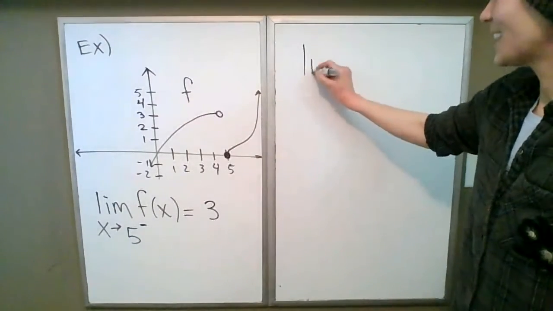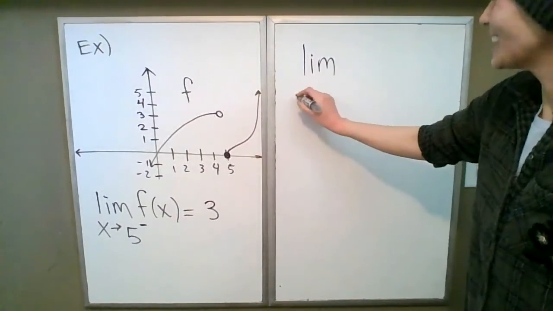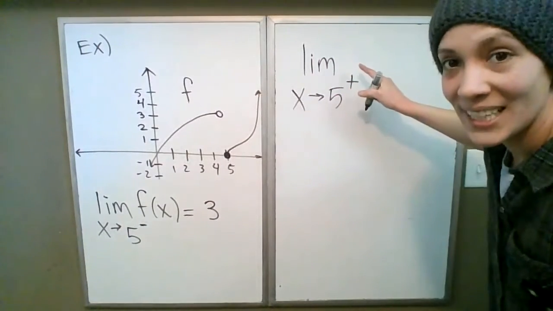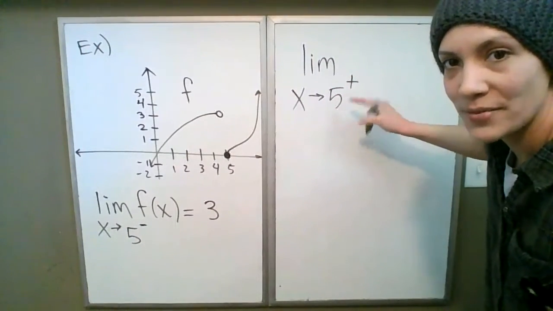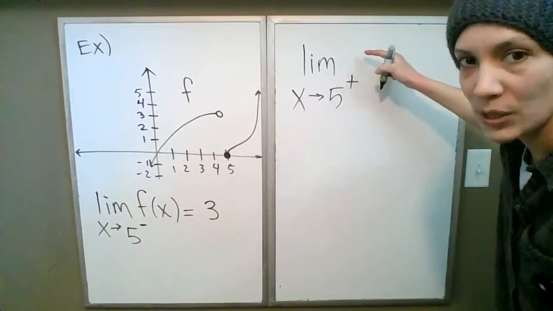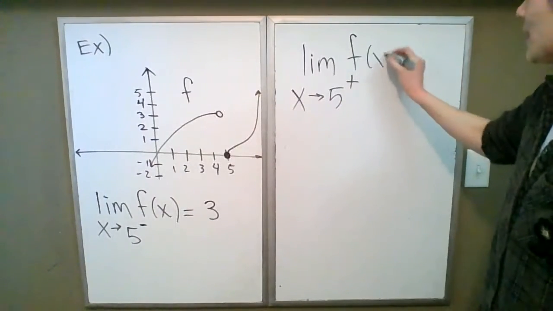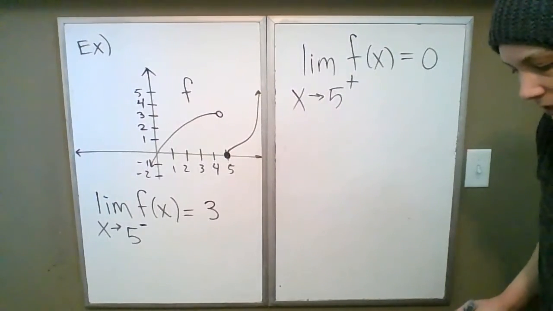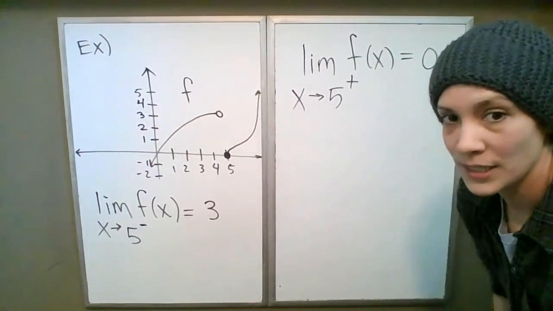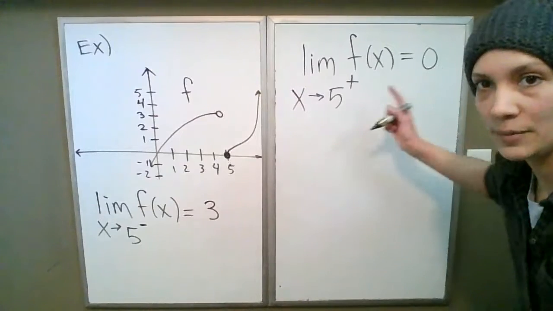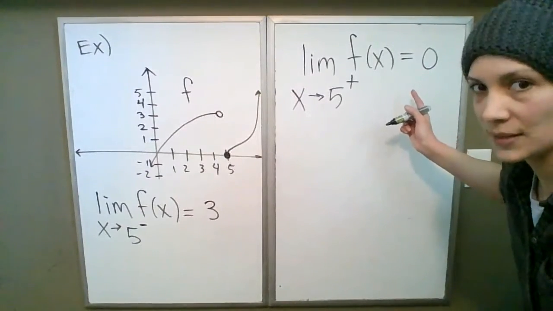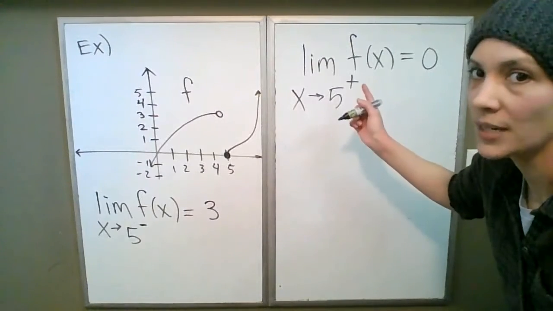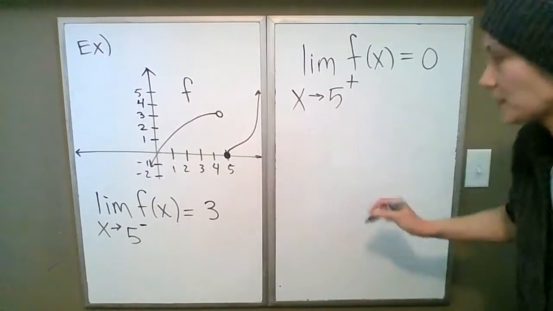Write that down. So the limit as x goes to 5 from the right of f of x is 0. Okay. So since the limit on the left is not the same as the limit on the right, this is what we say. The limit as x approaches 5 from both sides of the function f of x does not exist.